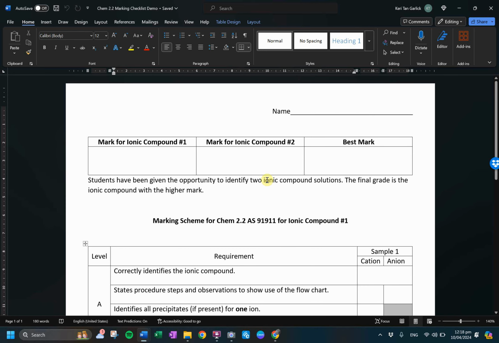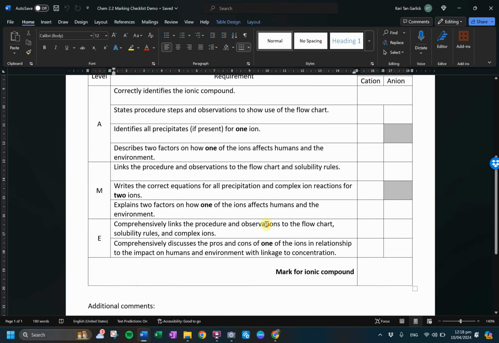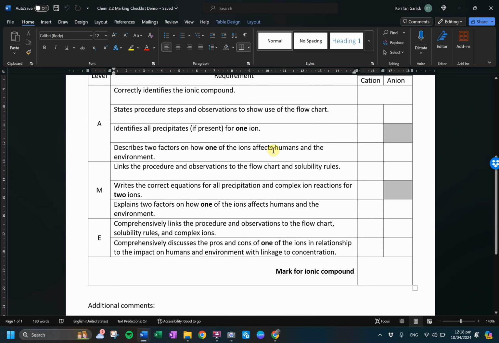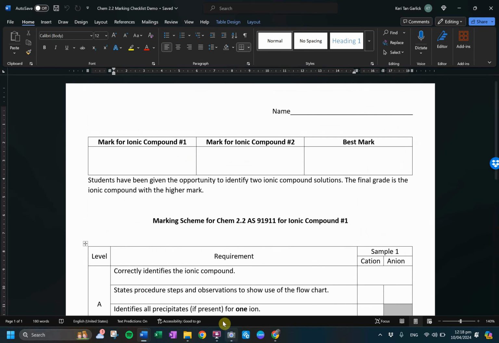You have to pass both the practical and the written component of it. So this, how does it affect humans? How does it affect the environment? All right, cool, that's us.